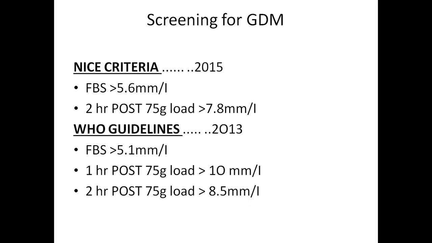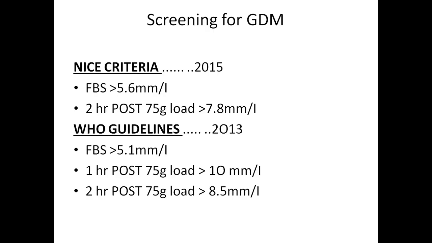If we talk about oral glucose tolerance test, NICE criteria and WHO guidelines, as both of these are mentioned in your book, I had to add this in your topic. NICE criteria says that if the fasting blood sugar is more than 5.6 millimoles or 2 hour post 75 gram load is more than 7.8, if even one reading is deranged, we will label the patient as having gestational diabetes. So you have to remember 5, 6, 7, 8. Fasting 5.6, 2 hours post load 7.8.